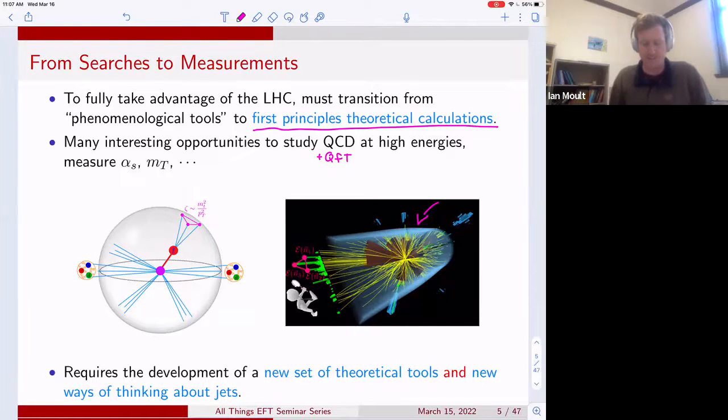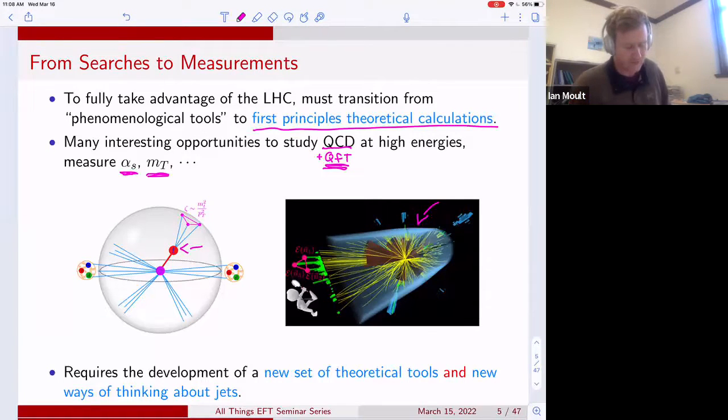energies. And so, of course, in these very nice events, you have many interesting opportunities to study QCD in particular and quantum field theory more generally at these very high energies, as well as to make precision measurements, for example, of the strong coupling constant, which determines the internal structure of the energy flow, or parameters such as the top quark mass, where you can have this top quark decaying into your jet.